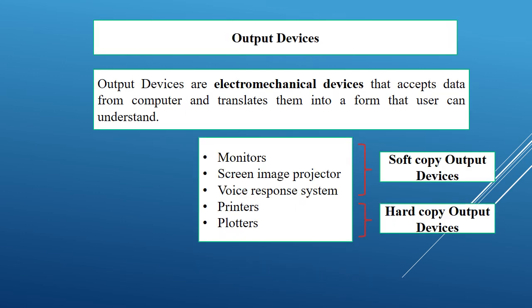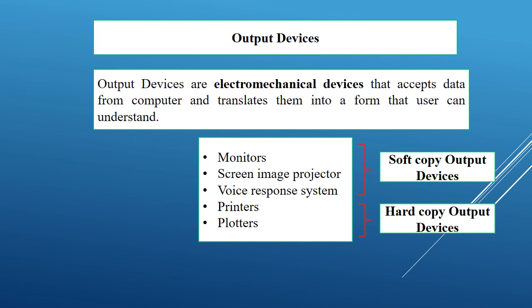And then there are output devices. The output devices are also electromechanical devices that accept data from the computer and translate it into a form that the user can understand. So both input and output devices are electromechanical devices. In output devices there are five things. One is the monitor, the projector, and the voice response system.